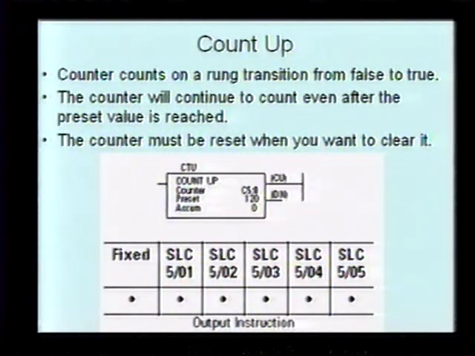So in this example, you've got a count up, so it's CTU. It has a value C5:0. Preset is 120, accumulated value is 0, and it can be used in all of the modules. So when you use a counter, you've got to use address C5. If you use a timer, you've got to use the address T4.